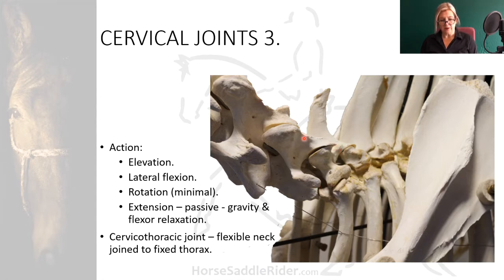The cervicothoracic joint is flexible through the articulation with the suspended neck, but abruptly fixed through the thorax, as you can see in this image. See how much the thoracic vertebrae are fixed by the ribs and enclosed by the scapulae.